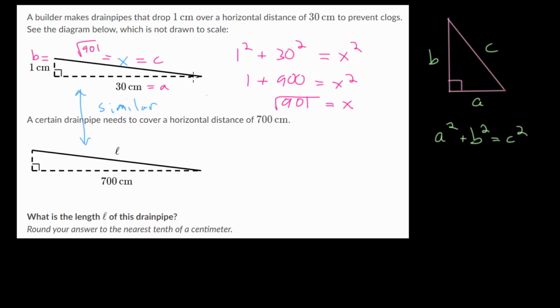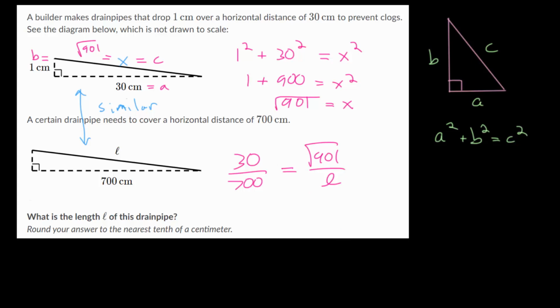So with similar triangles, we can set up this proportion. Basically, that this side compared to this side, so the 30 centimeter side compared to the 700 centimeter side, is the same as this square root of 901 side, this x side length, compared to this length L. So let's write that. The 30 centimeter side compared to the 700 centimeter side, or essentially we're dividing them, we're looking at their ratio, is the same ratio as this x side, which is root 901, compared to this length L. And from here, we have an equation where we can solve for L.